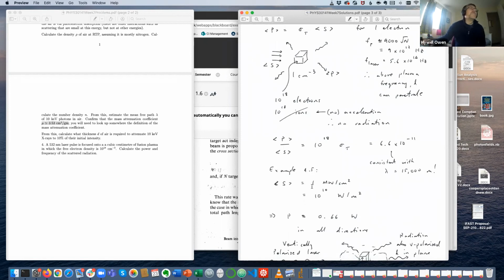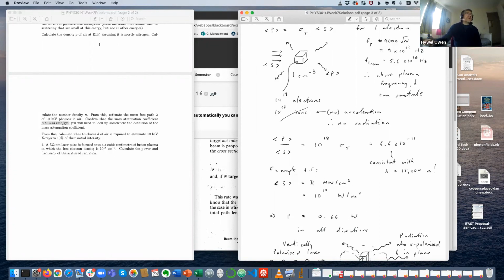So let's take our example 4.5 numbers. Let's pick an incident power, which is say 1 megawatt. So I've got a 1 megawatt laser. That's the incident power, but I focused it onto an area of 1 square centimeter, which is the end of the plasma cube. So the power density is much, much bigger than 1 megawatt. It's now, of course, 10 to the 10 watts per square meter. So the radiated power from this formula is 0.66 watts.